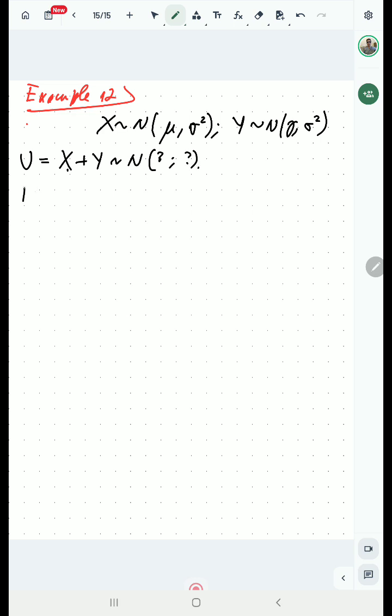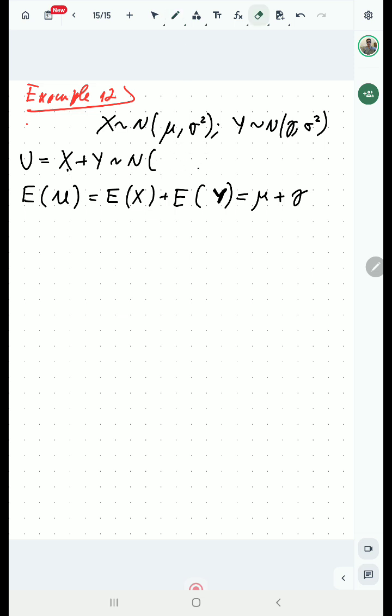Let's find that. We know that the expectation of u is going to be equal to expectation of x plus expectation of y. We can rewrite it in that way because expectation is a linear operator, meaning that you can apply it to each term of addition separately. And expectation of x is mu, expectation of y is gamma. So it turns out that the expectation of u is going to be mu plus gamma.